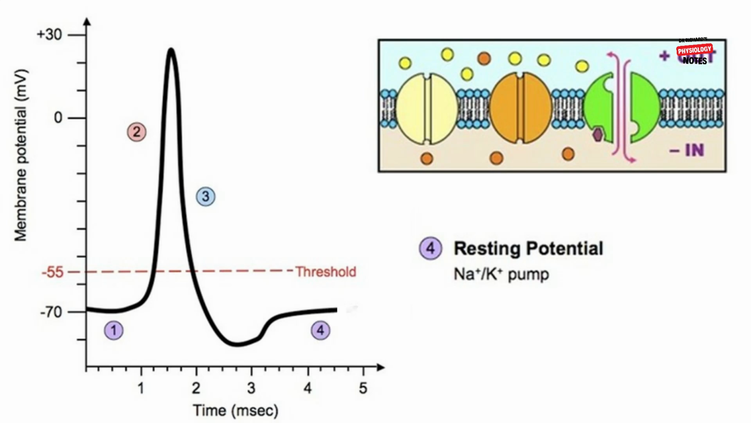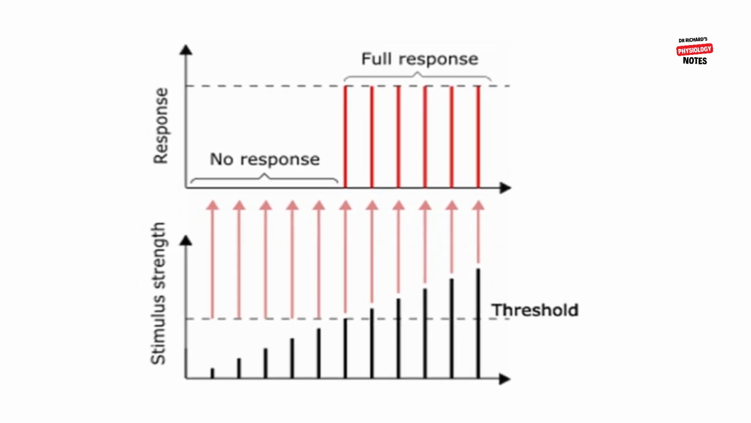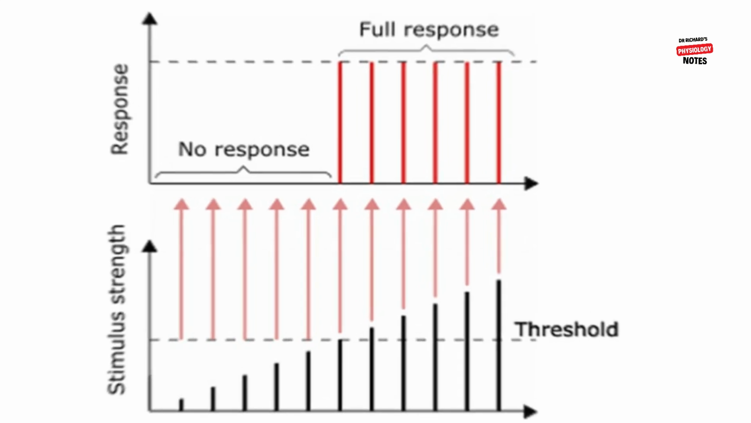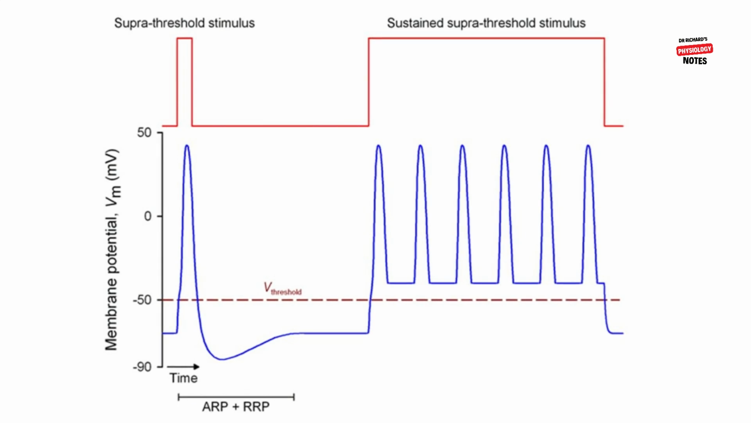The law of all or none is the principle that the strength by which a nerve or muscle fiber responds to a stimulus is not dependent on the strength of the stimulus. If the stimulus is any strength above the threshold, the nerve or muscle fiber will give a complete response, or otherwise no response at all. Note that the amplitude of an action potential is always the same. The intensity of a stimulus is not reflected by the amplitude of the action potential, but by the frequency of the action potential.